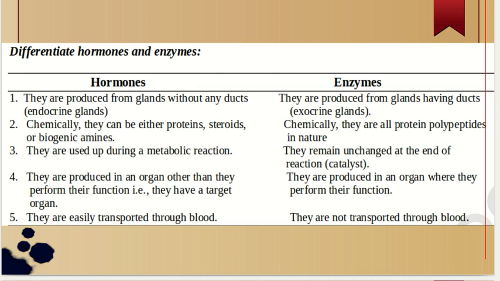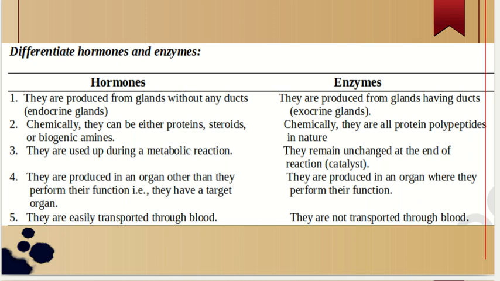The differences between hormones and enzymes: hormones are produced from glands without any ducts, so they are just a product of endocrine glands, whereas enzymes are produced from glands having ducts, and they are exocrine glands. Chemically, hormones can be either proteins, steroids, or biogenic amines. Chemically, enzymes are all protein polypeptides in nature. Hormones are used up during a metabolic reaction. Enzymes remain unchanged even at the end of a reaction.